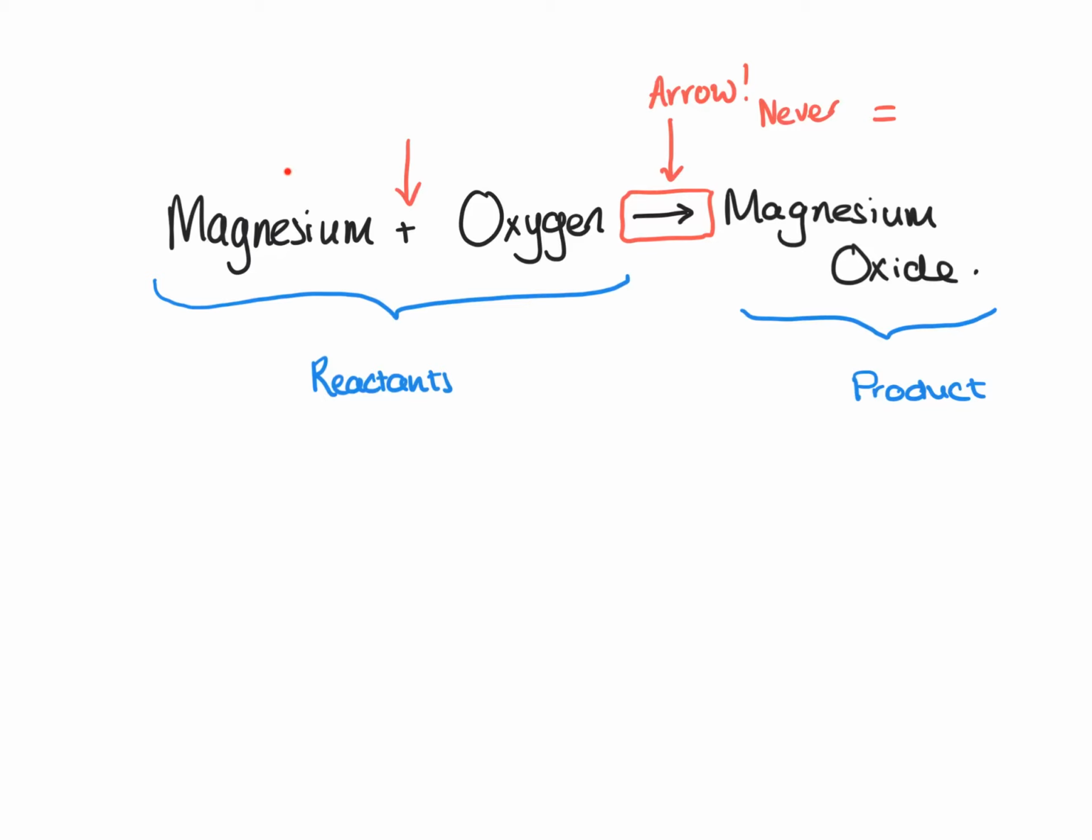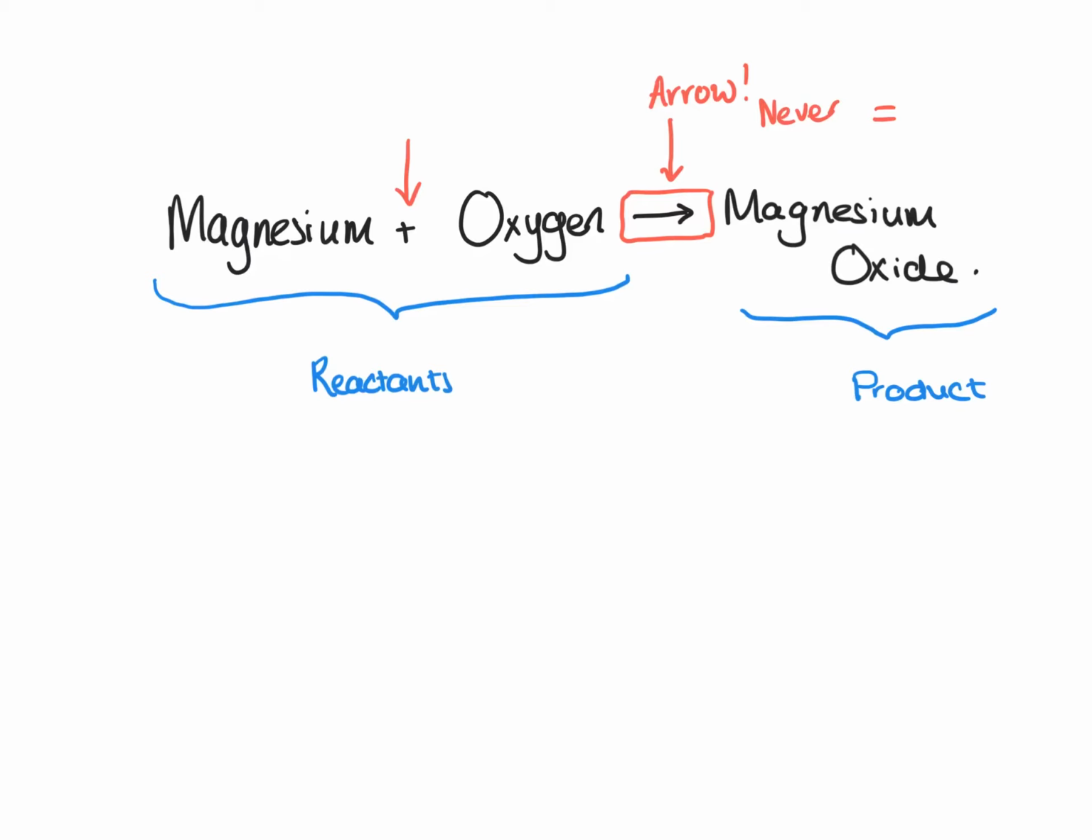Now, magnesium is a shiny silver metal. Oxygen is a colourless gas. And when you react them together, what you actually make is a white powder. So they're not the same. They're not equal to each other. And so it has to be an arrow to say these two reactants turn into this product. So you must use an arrow.